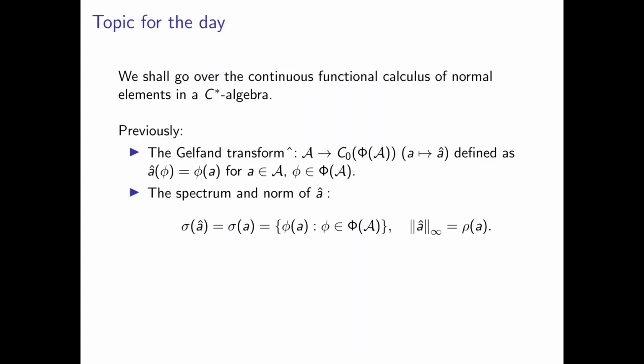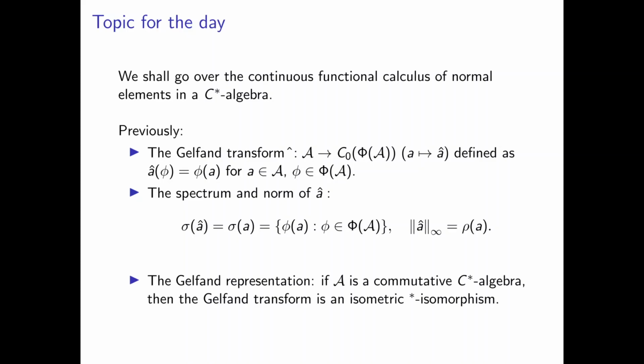And then finally, we talked about the Gelfand representation once we had the Gelfand transform, once we had this spectrum and norm of A hat. Then we noted that if A is a commutative C-star algebra, in fact, then the Gelfand transform is actually an isometric star isomorphism. And this is a result we're going to use to develop our functional calculus of normal elements.